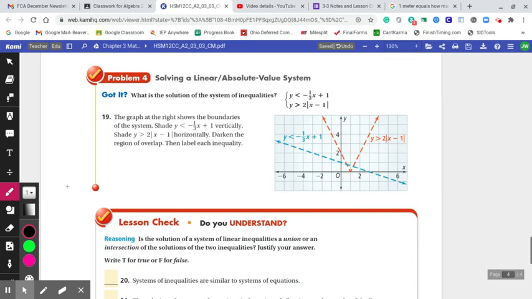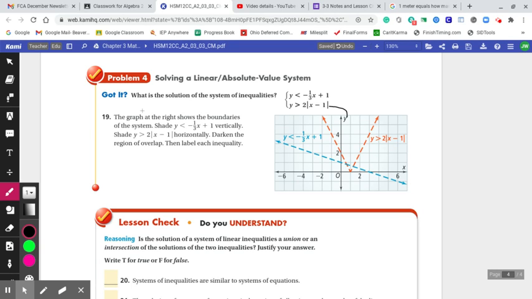All right, number 4, solving a linear absolute value system. And so the graph at the right, what is the solution of the system of inequality? So they have 2 of them. You could use Desmos for this if you wanted to, and you'll get the exact same graph, which is pretty sweet. The absolute value graph, remember, is a V. We studied that in the last chapter. And then the Y is less than is right here, right?